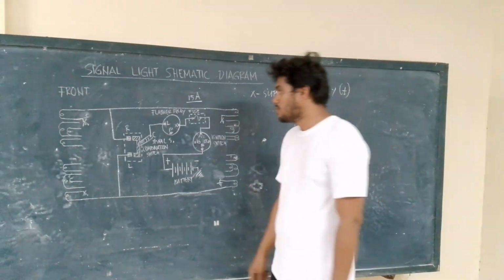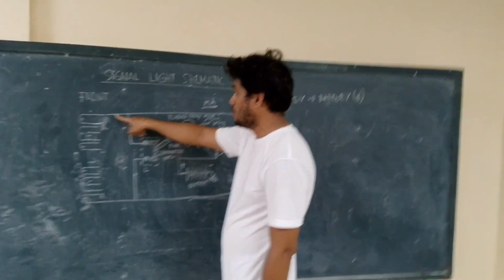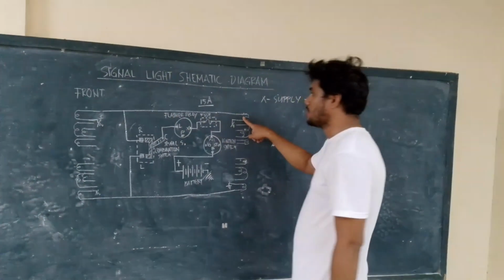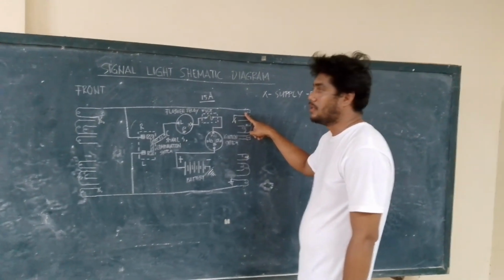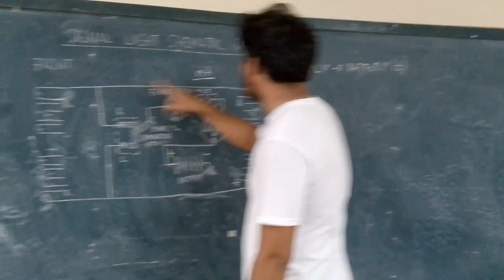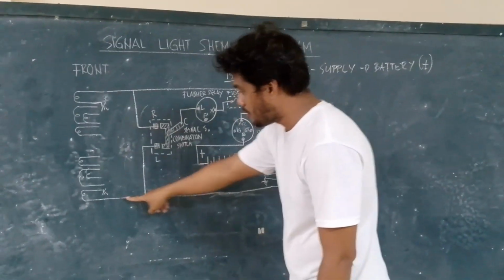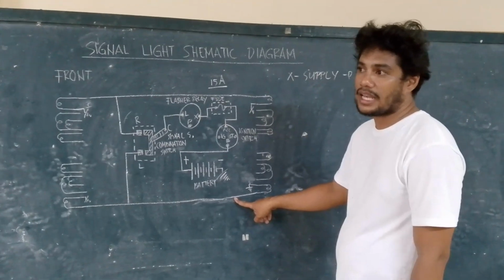Okay? Then for your right, you have to connect the right to your signal light bulb. Then connect the front and the rear lights. Same thing for your left signal light.